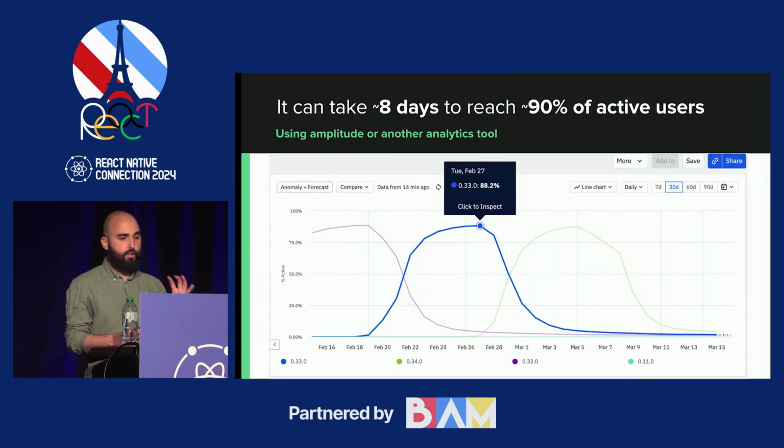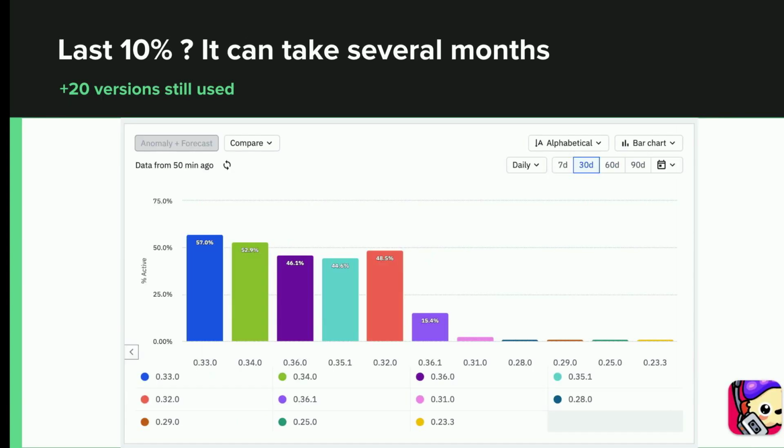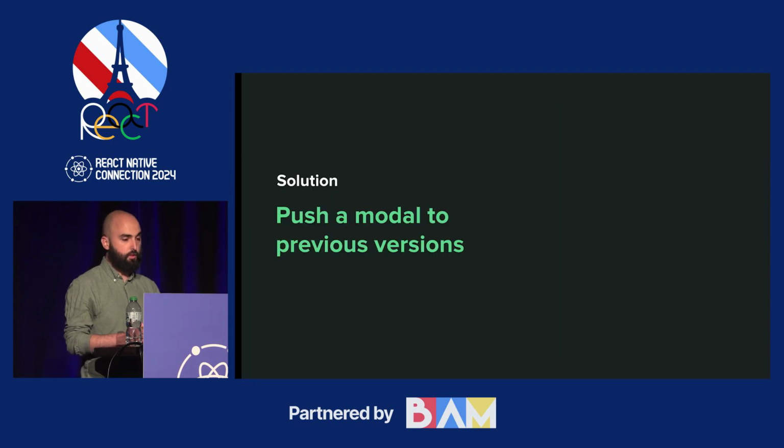If we are looking at data, actually, we see a version can take 8 days to reach 90% of active users. And it's coming from analytics in Amplitude here. And it's pretty okay, but what happened to the last 10%? We can see on our actual apps that it can take several months to be updated, with 20 versions still in active use. So mobile apps are really different than web or backend on this point, and that's why it's important to notice and try to work on this.